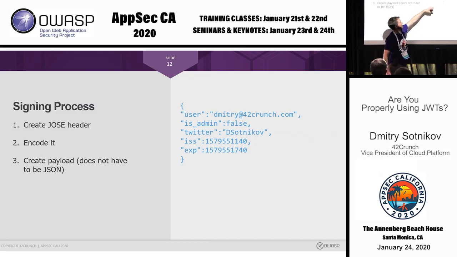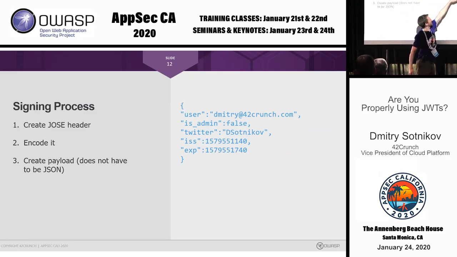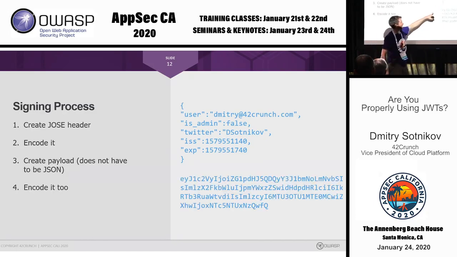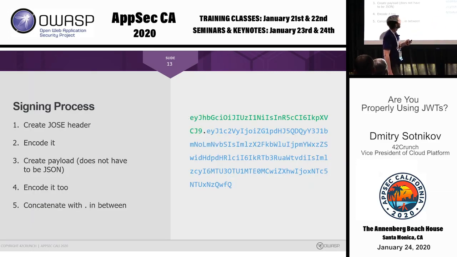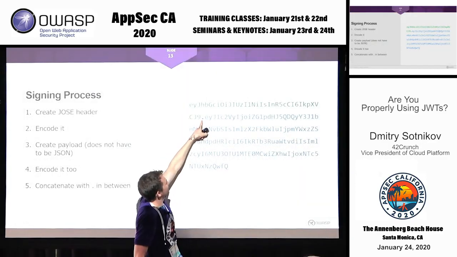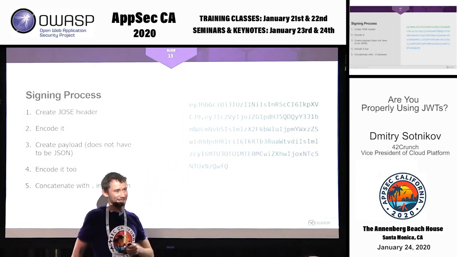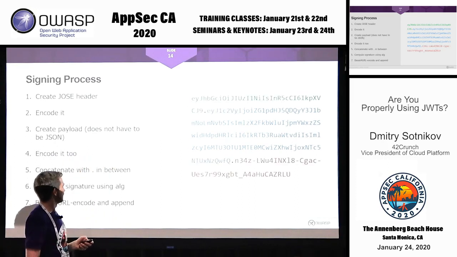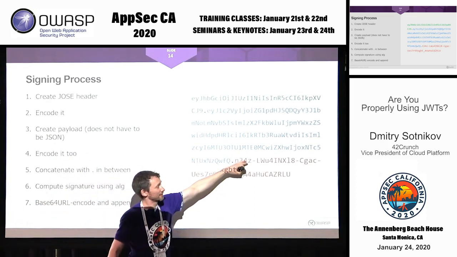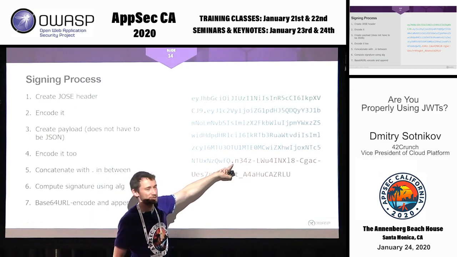Then we have our payload. So say our application wants to send some information about me. So it took my Twitter handle and everything. It mentioned that I'm not an admin, whatever it wants. And it encodes that as well, right? Again, same algorithm, just base64 encoding. Then it simply appends them. So it takes the encoded header, adds a dot, takes the encoded payload. And then it calculates the signature using that algorithm, and again, uses a dot thing.